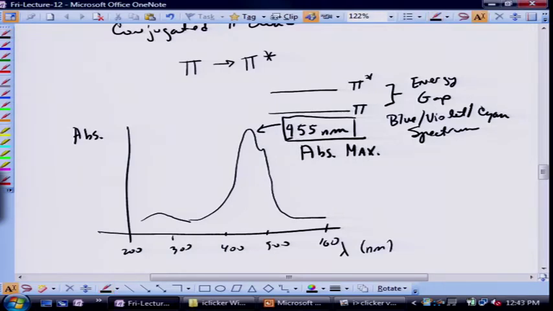Okay? And that absorbance max right there is going to tell you, when you use that equation I just told you about, the energy band gap for those pi to pi star transitions. See, it's just as simple as that. You might say, well, why is it so broad? Well, that has to do with the fact that this thing's bouncing around in aqueous solution and all kinds of other things are happening. It's not just electronic transitions that are occurring.